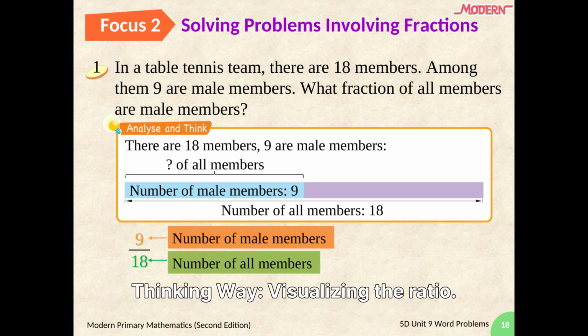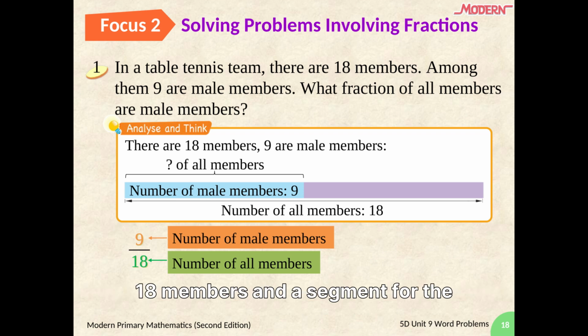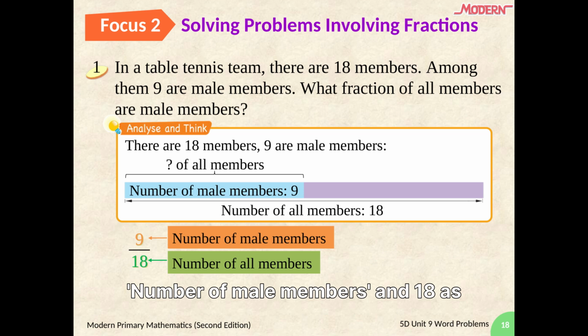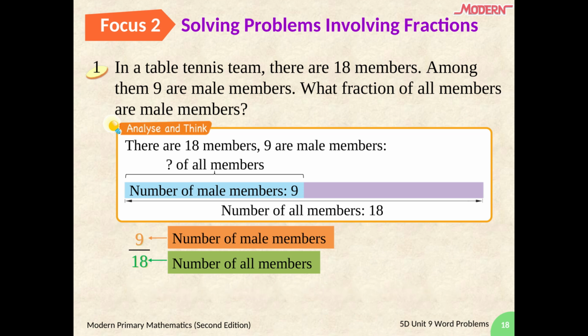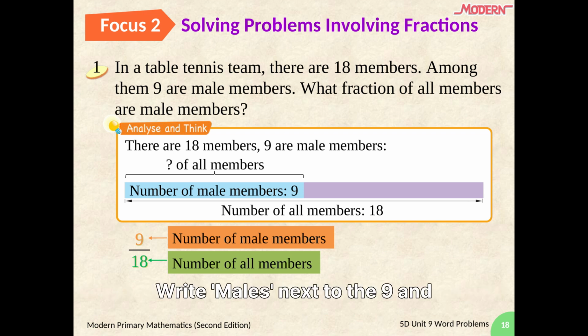Thinking way, visualizing the ratio. The diagram shows the total length representing 18 members and a segment for the 9 males. It's a perfect visual aid. The fraction is 9 over 18. The arrow points to 9 as the number of male members and 18 as the number of all members. It's so clear. Know-how: always label your fractions in your notebook. Write males next to the 9 and total next to the 18 to avoid confusion.